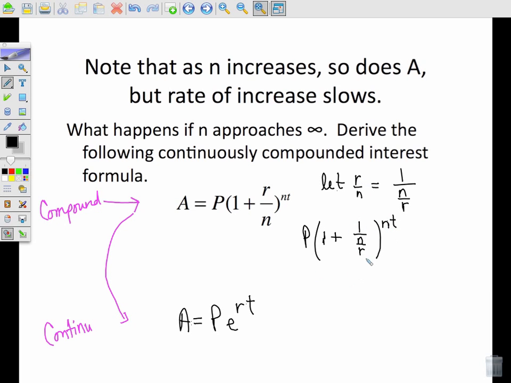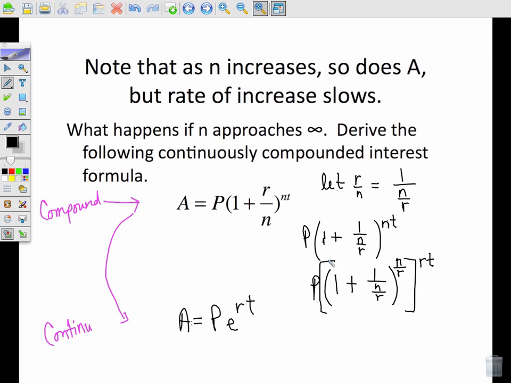We're going to do the same thing with my exponent. We're going to take P and then the 1 plus 1 over N over R, and we're going to raise this to a different exponent. That exponent is going to be to the N over R right here, which is exactly what we have down here, and then again raised to the RT.